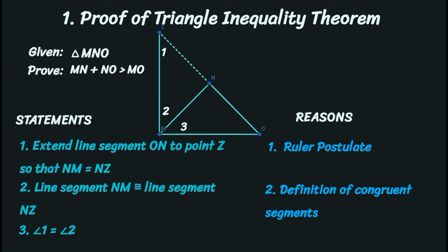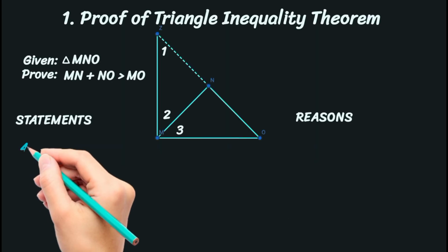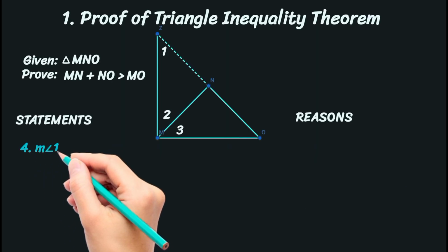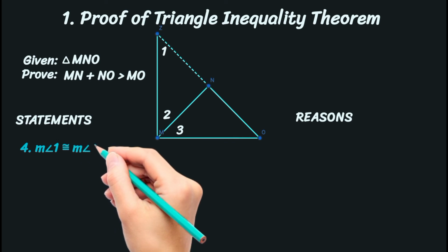We have here number 3, angle 1 equals angle 2. Since the segments are congruent, they should have equal angles by virtue of the isosceles triangle theorem. If two sides have the same length, the two angles are equal.